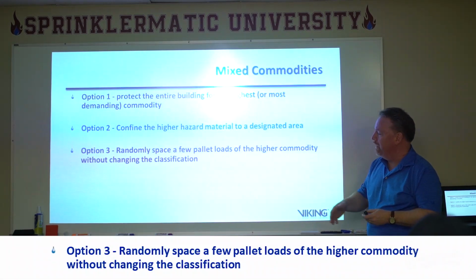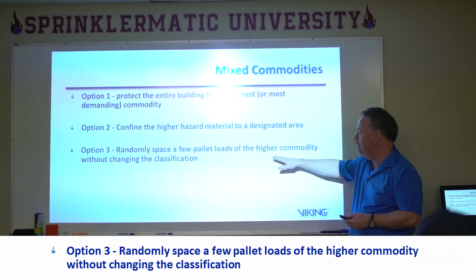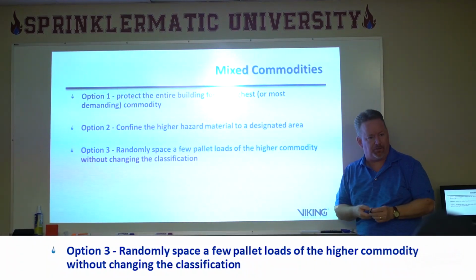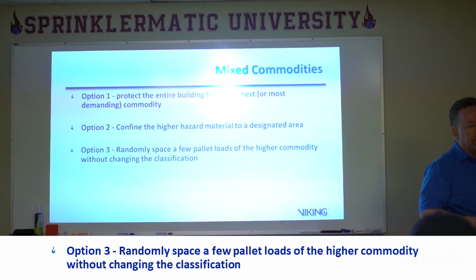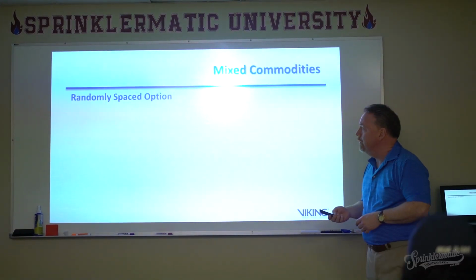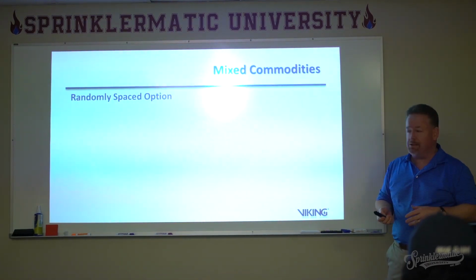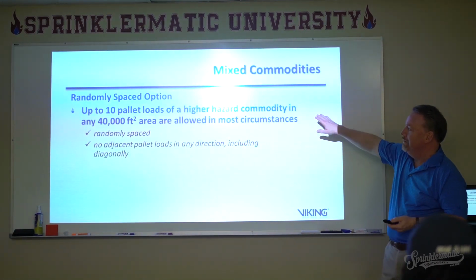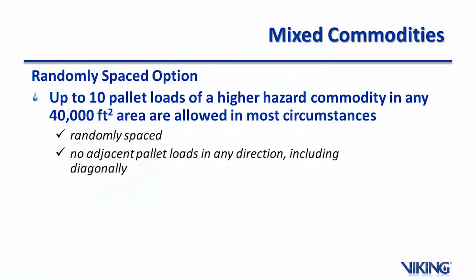Option 3, then, is to randomly space a few pallet loads of the higher commodity without changing the classification. So what it's basically saying is, if you do the randomly spaced option, then up to 10 pallet loads of the higher commodity in any 40,000 square foot area are allowed in most circumstances, randomly spaced and no adjacent pallet loads.